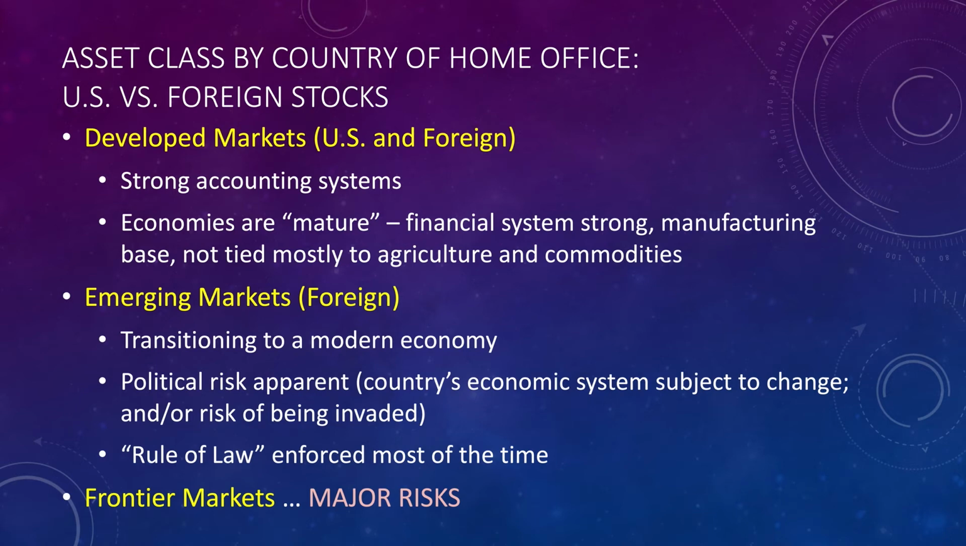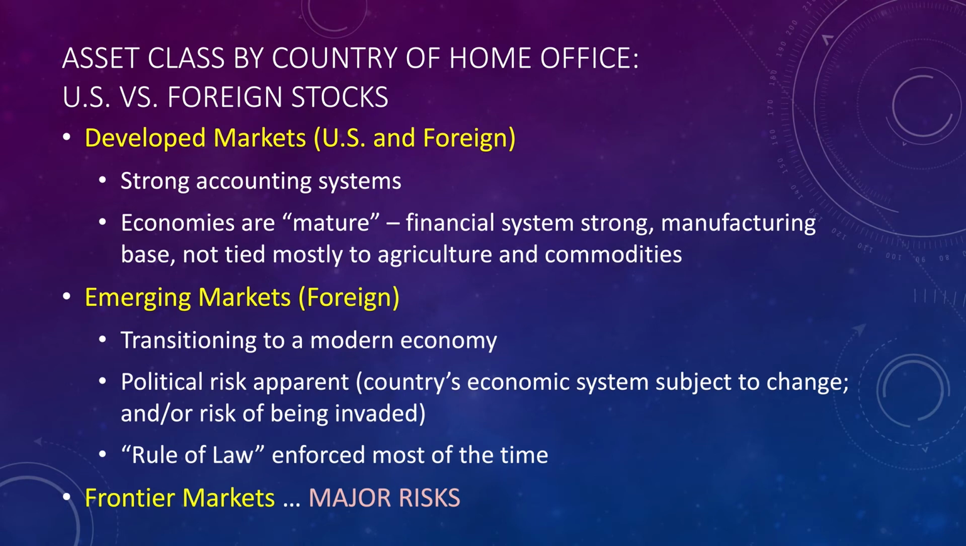Right? And then we have emerging markets. Now these are countries that are trying to transition to a modern economy, and they may be well along to it. There might be some political risk apparent, for example. A good example of that might be Taiwan. All right. Taiwan has got a strong accounting system, it's got a very mature economy, but it's got a huge amount of political risk because China would like to invade it. Yeah, China would like to take it over.